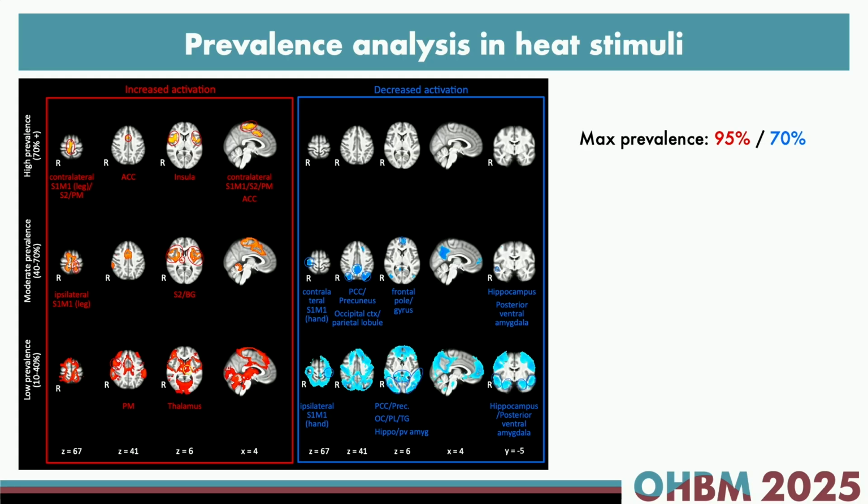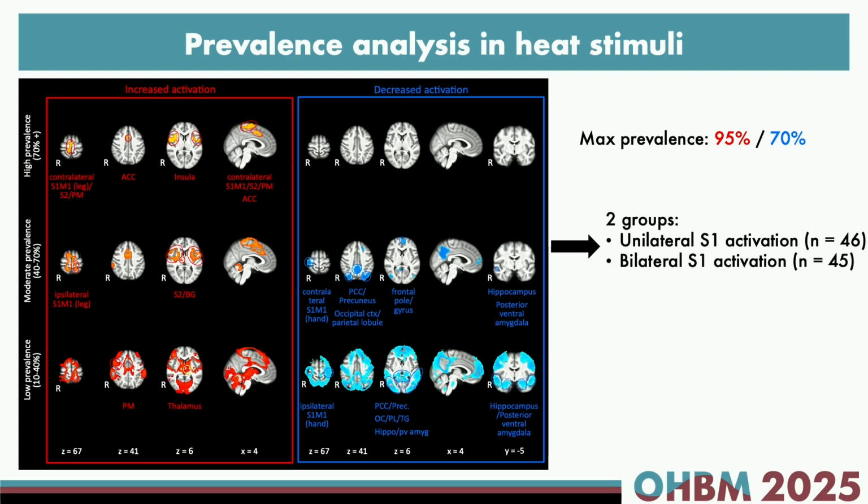So we wanted to understand that better, and I will step away from prevalence analysis for a couple of minutes just to show you what we can do once we see those results. So we split our groups into two. One group activating primarily S1 unilaterally, and the other group activating S1 bilaterally.